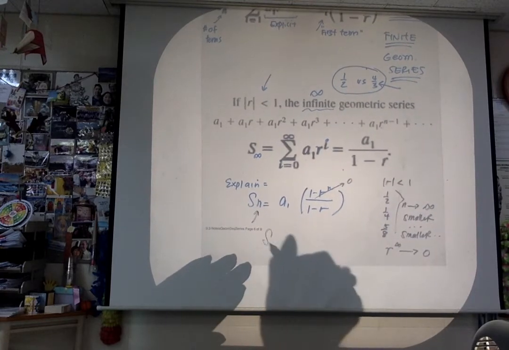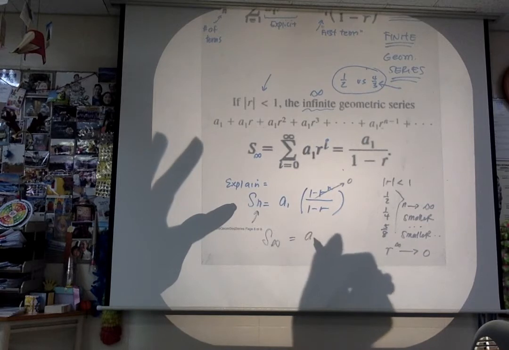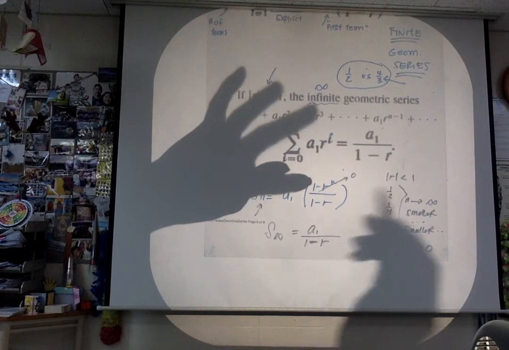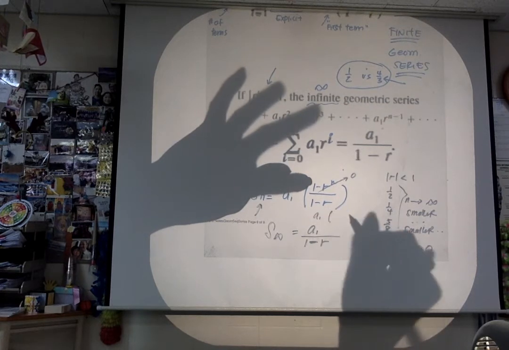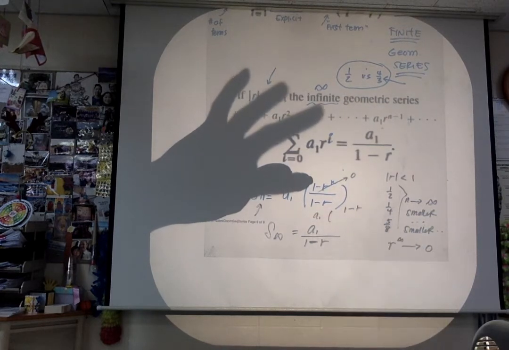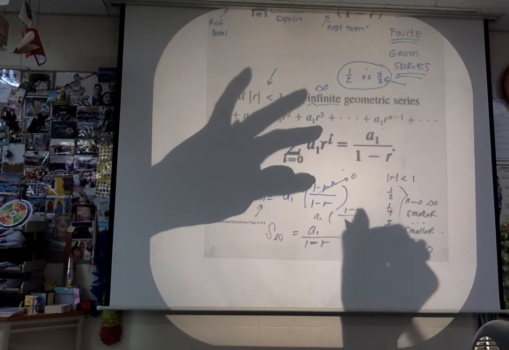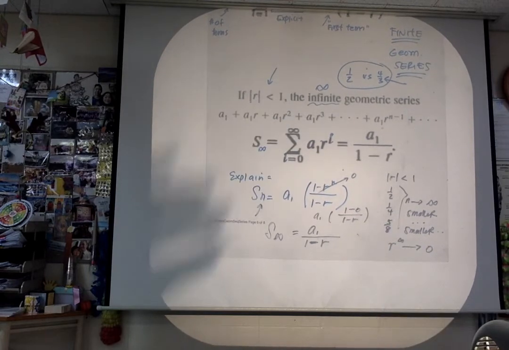So what happens to that? This becomes S sub infinity equal to a sub 1 over 1 minus r. Because this becomes a sub 1 times (1 minus 0) over 1 minus r, because r to the n equals 0.